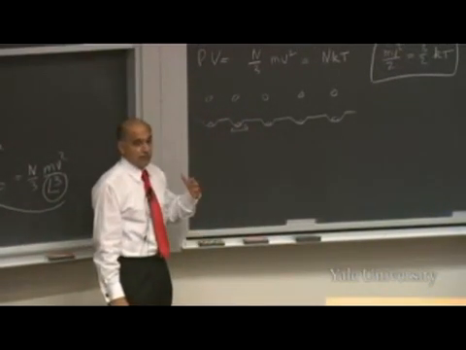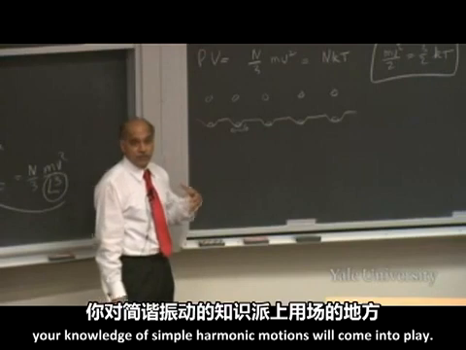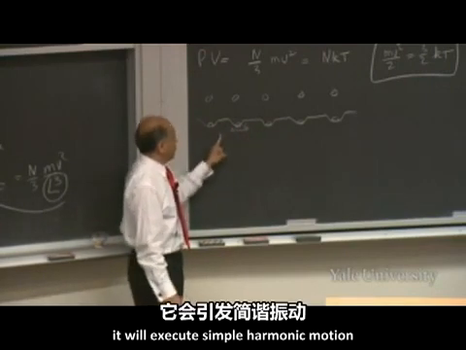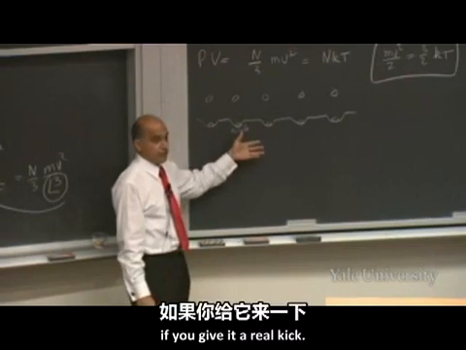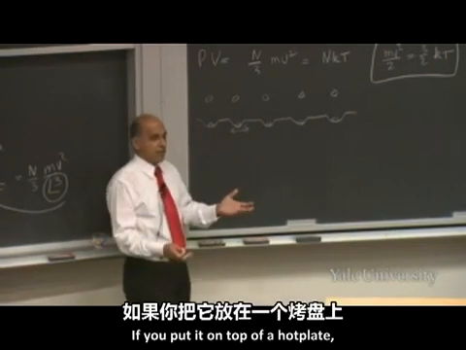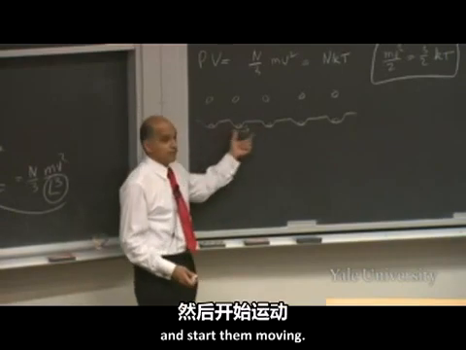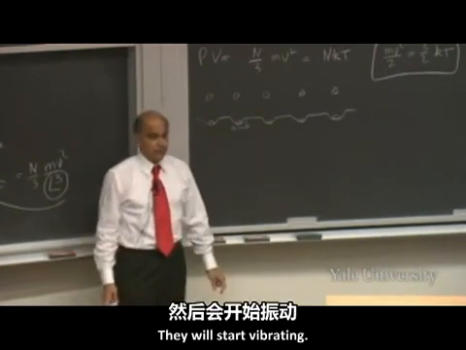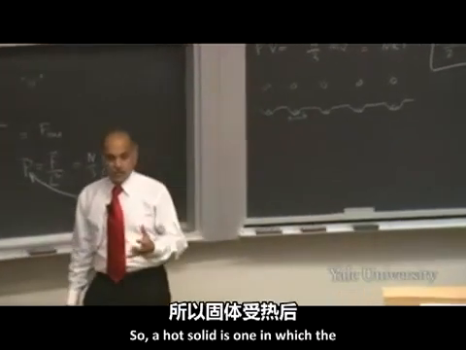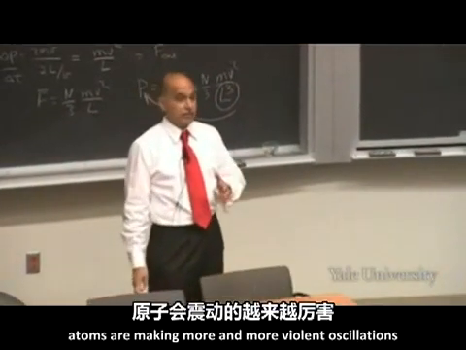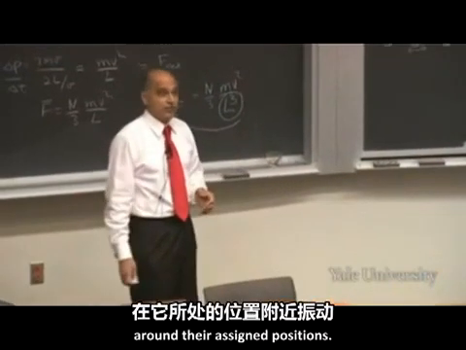Now, here is where your knowledge of simple harmonic motion should come into play. When you take a system in equilibrium, it'll execute simple harmonic motion if you give it a real kick. If you put it on top of a hot plate, the atoms in the hot plate will bump into these guys and start them moving. They will start vibrating. So a hot solid is one in which the atoms are making more and more violent oscillations around their assigned positions.